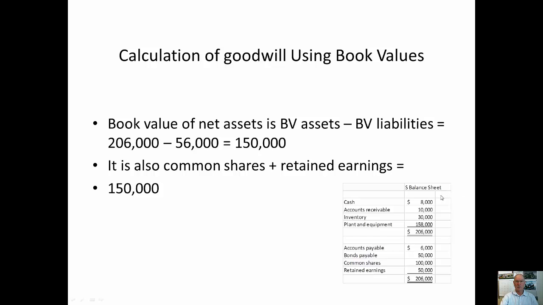So if we look at the balance sheet at acquisition, we can see that the assets are 206, liabilities are 56, leaving us 150 as the net book value. Note that this is the same number as shareholders' equity. Some questions you do will only give you common shares and retained earnings, but that number of 150, again, assets minus liabilities equals equity, is going to be the same number. So whether you are given this and calculate it, or you're just given this, you know what net book value is.